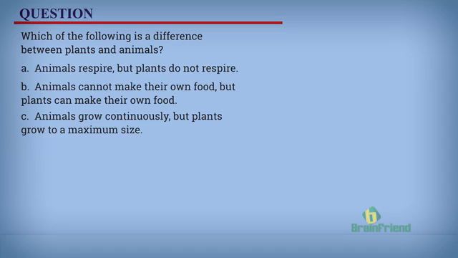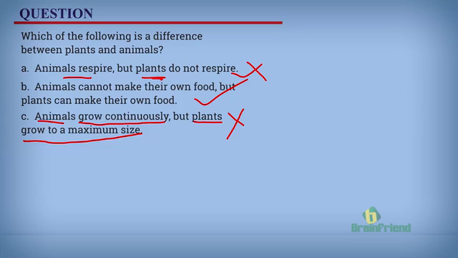The correct answer here is B. Animals cannot make their own food. Plants alone can make their food. We wonder why the others are wrong. Remember we said animals respire, plants also respire. We also said that animals grow to a maximum size. Plants, on the other hand, grow continuously. So A is wrong, C is wrong. The correct answer here is B.